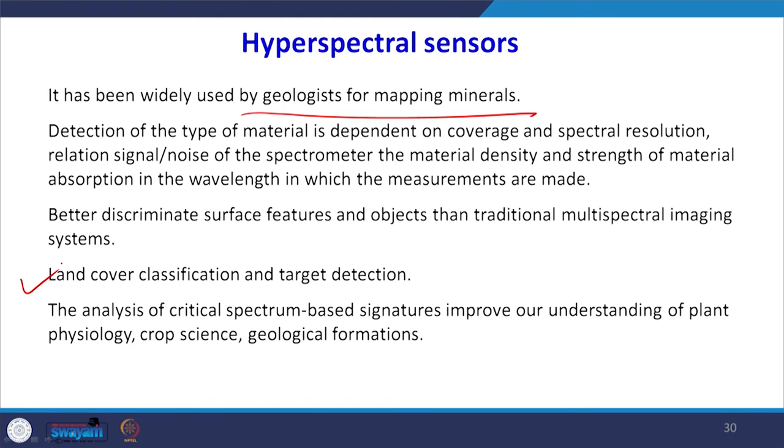Sometimes there are unique targets that give us a unique spectral reflectance. Those small targets which cannot be identified from the multispectral data, we can identify. We can do a very good land cover classification. It also improves our understanding of plant physiology, crop science and geological formations, because when we see the spectral reflectance curve of different types of crops, or the growth of the crop with respect to time, we understand the reflectance pattern and use that knowledge in order to classify the data.